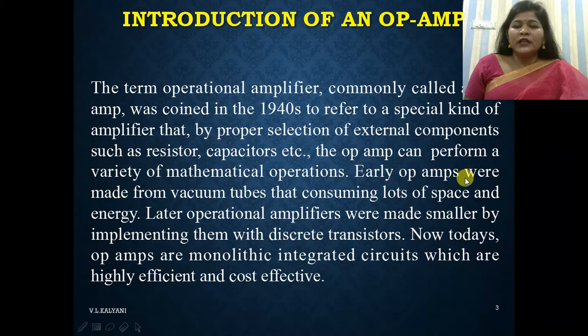Early operational amplifiers were made from vacuum tubes that consumed lots of space and energy. Later, operational amplifiers were made smaller by implementing them with discrete transistors. Nowadays, operational amplifiers are in monolithic IC form. IC is the integrated circuit, which is highly efficient and cost effective.